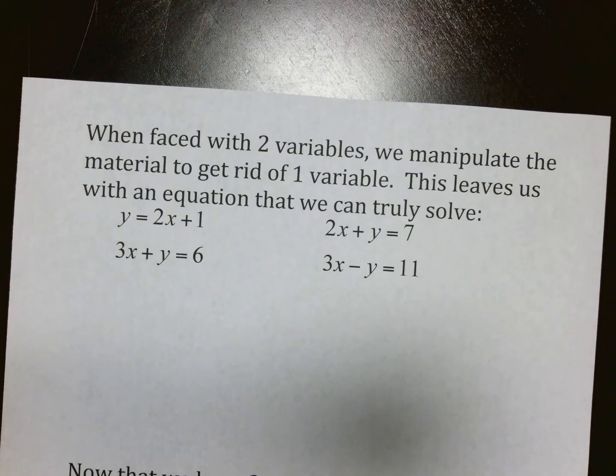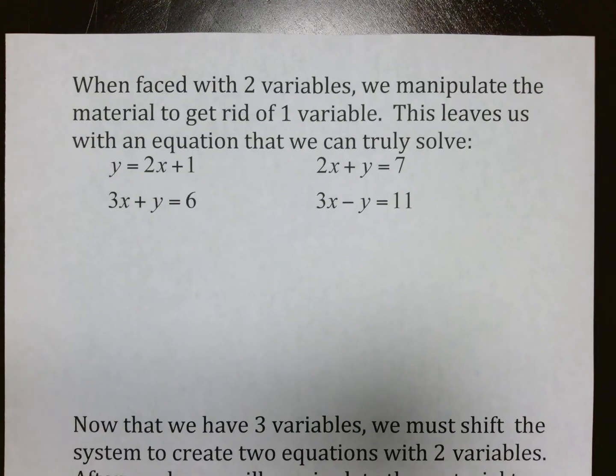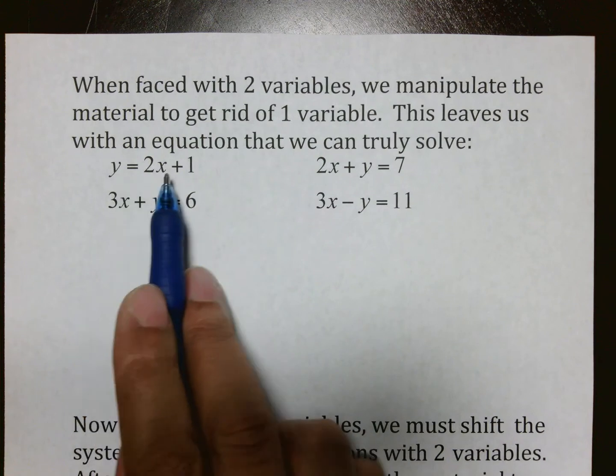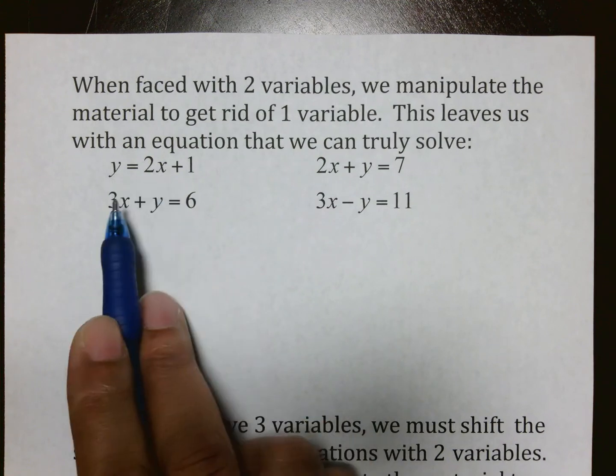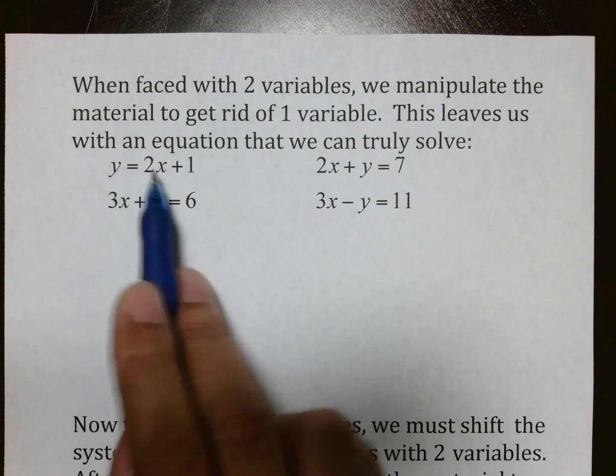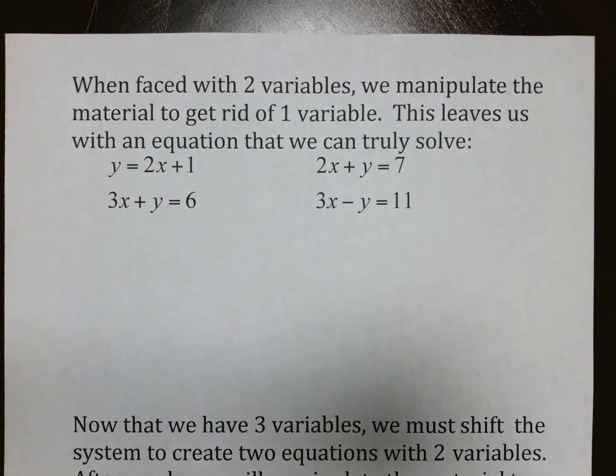Then we moved to chapter 3, and all of a sudden we saw 2 variables, which, it wasn't the first time you had seen it, because you should have seen it in Algebra 1 also, but then they move you here. And so your job now that we have 2 variables, because we cannot solve this, we cannot solve that, but with 2 variables, and as long as we have 2 equations, we can manipulate the material to get rid of one variable.